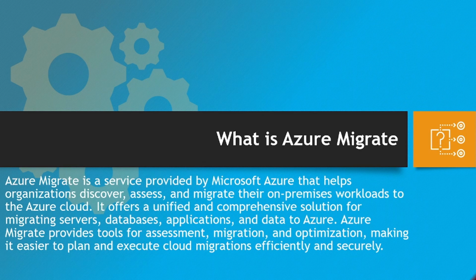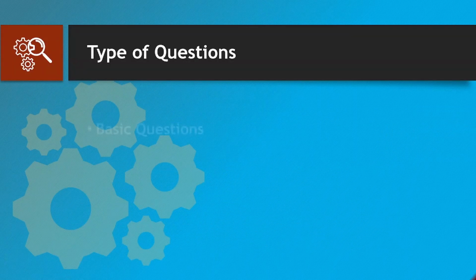Azure Migrate is a service provided by Microsoft Azure that helps organizations discover, assess, and migrate their on-premises workloads to the Azure cloud. It offers a unified and comprehensive solution for migrating servers, databases, applications, and data to Azure. Azure Migrate provides tools for assessment, migration, and optimization, making it easy to plan and execute cloud migration effectively and securely. Now, we'll go through a set of questions.